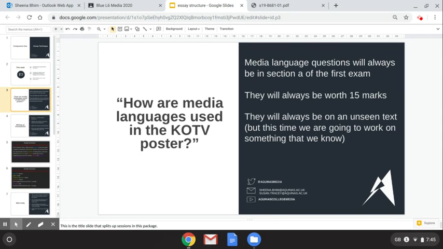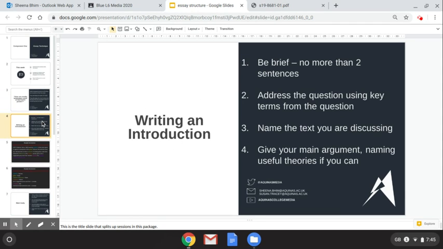So this document is going to be going up on the Google Classroom, and the document for you to type into will also be up there, and you'll submit your work straight into Google Classroom. Towards the exams, we'll start handwriting our responses so that you can get a sense of how much you can write in the time that you're given.